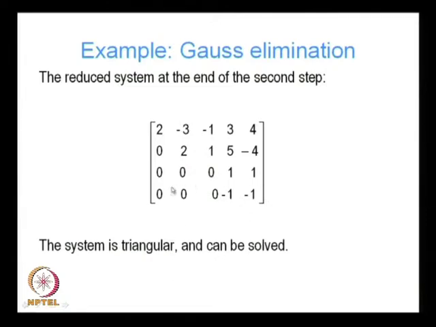This is my resultant system, and as you can see, this system is triangular, right? If you look at my coefficient matrix, it is a triangular system, and this can be easily solved using back substitution. If this matrix were different, we might have had to do a third step, but the structure of the matrix is such that even after 2 steps of reduction, we get a fully triangular system, and we can go ahead with our back substitution and solve this system.